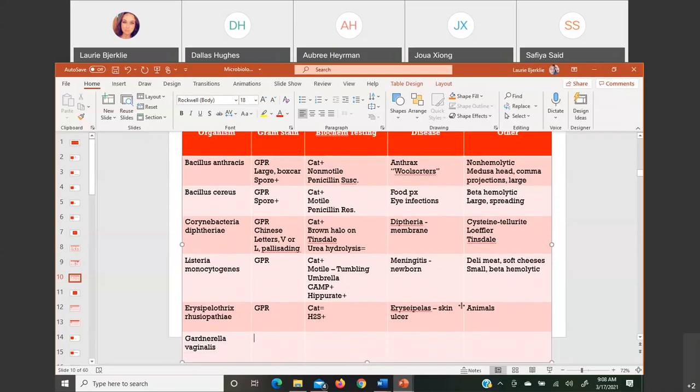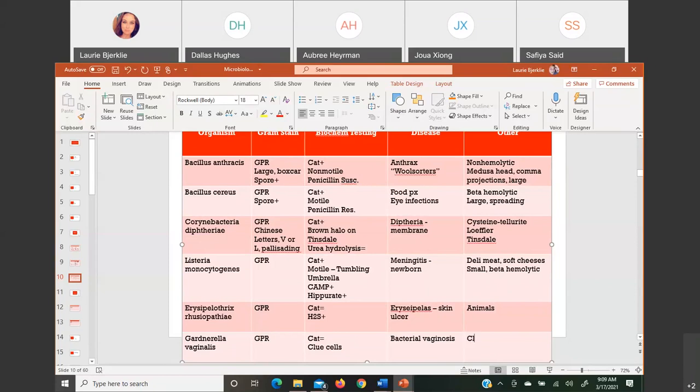Okay, Gardnerella vaginalis, it is a Gram-positive rod. It is catalase negative. Again, that will help separate it from the others. This is the one that we see with clue cells. We don't really grow this out on an agar plate or anything like that. We're mentioning it in this category because it is a Gram-positive rod, but definitely we see it basically in urine or a vaginal wet prep under the microscope as clue cells, because it is causing BV, bacterial vaginosis.